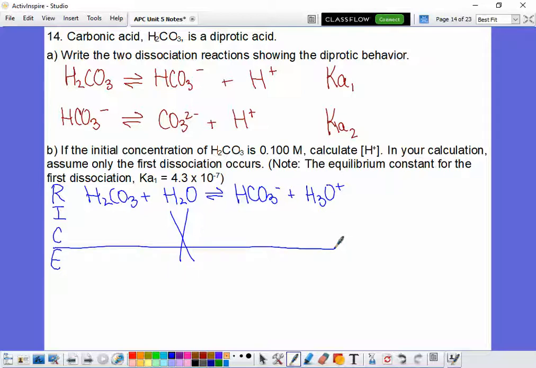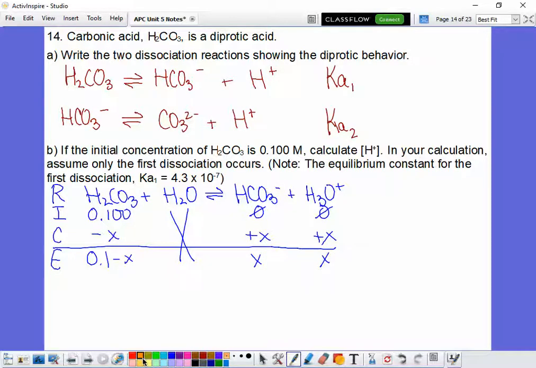All right. Now I'm going to set up my initial concentrations. What do I put for H2CO3? 0.1. And what about my two products? 0 and 0. All right, so what are my changes? Minus x, plus x, plus x, because we have none of the products, we have to proceed towards the right in order for this reaction to occur. So we're going to have 0.1 minus x, and x, and x.